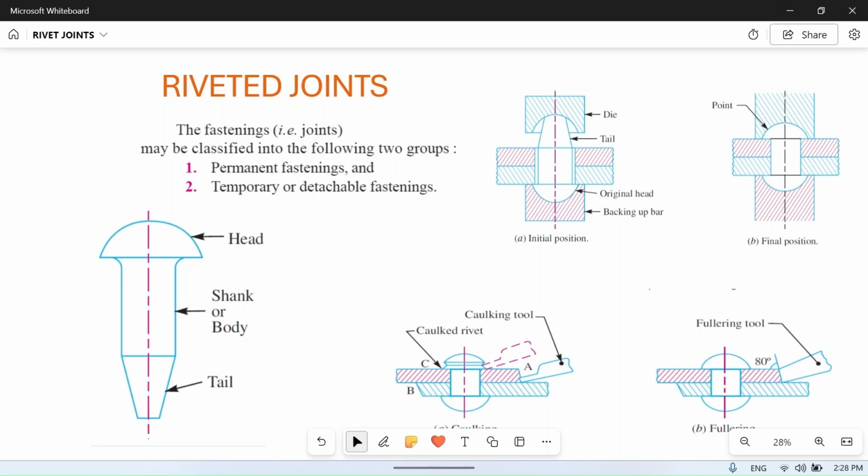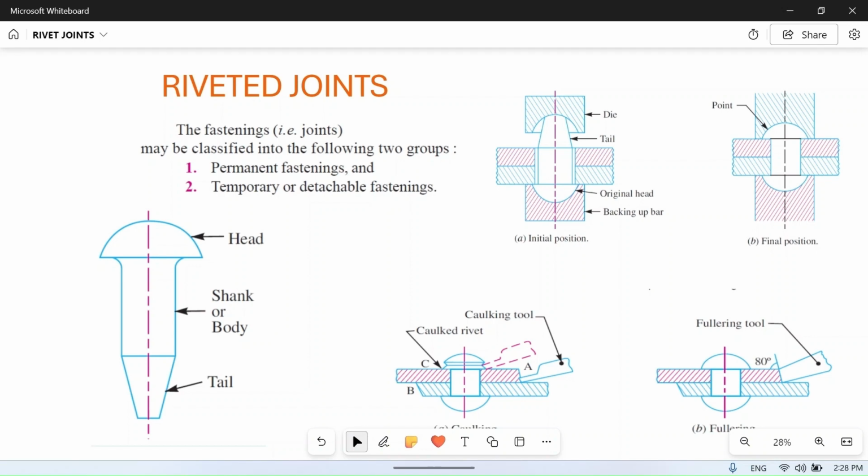So in today's video we will discuss riveted joints. We will discuss what riveted joints are, what types of fastenings or joints we generally use in machines, what a rivet is, how to do riveting, I mean the process of making a rivet joint, and last, how to do caulking and fullering, and what caulking and fullering are.